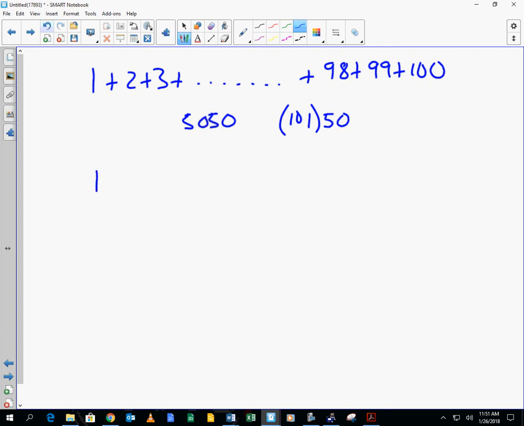Do you remember when we did this? We said 1 plus 2 plus 3 plus dot, dot, dot plus n is equal to n times n plus 1 over 2. And we said, well, we're going to show that it's true for case 1. We'll show it's true for case 2. We'll assume it's true for case k, and then we'll show it's true for case k plus 1. And we use something called mathematical induction.